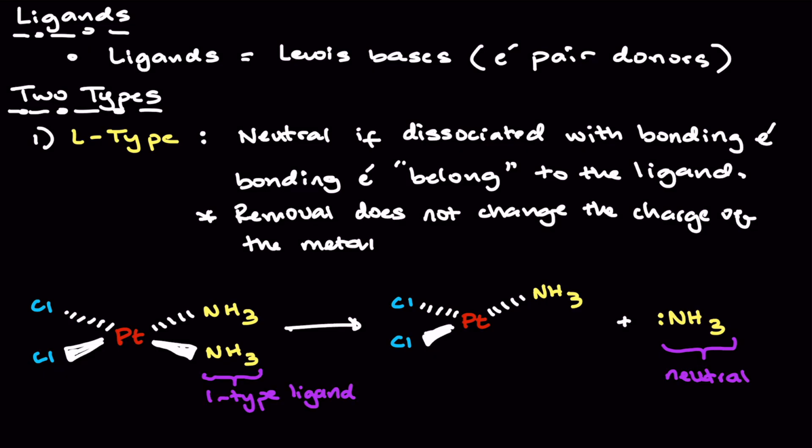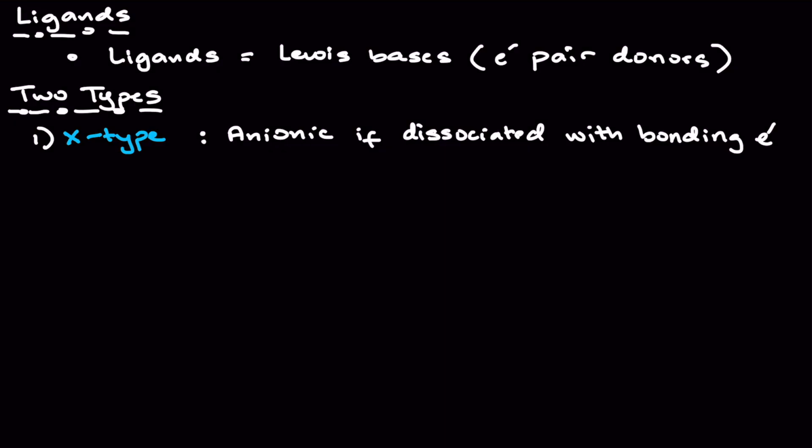And we will see how L-type ligands affect counting how many electrons are around a metal, the oxidation state, and what have you. On the other hand, X-type ligands are anionic in the hypothetical reaction where you dissociate that ligand from the metal center, and you take with you the bonding electrons used to form a bond between that ligand and that metal.